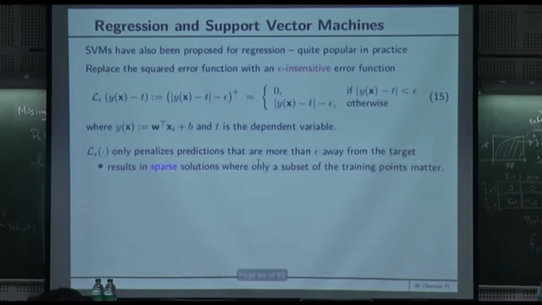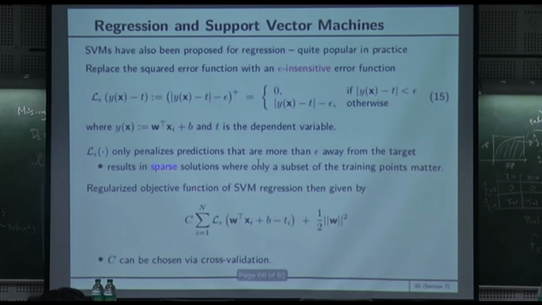Okay, so L epsilon only penalizes predictions that are more than epsilon away from the target, and results in sparse solutions where only a subset of the training points matter. So again, we want this idea that there is some robustness, that a few points will matter. Only the points that lie on that perimeter are going to matter. And then you run this. The regularized objective function for SVM regression is then given by this quantity.